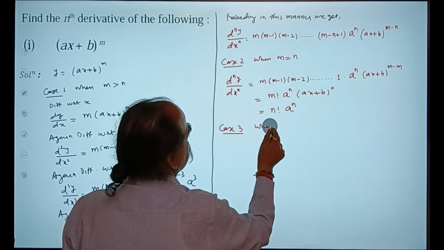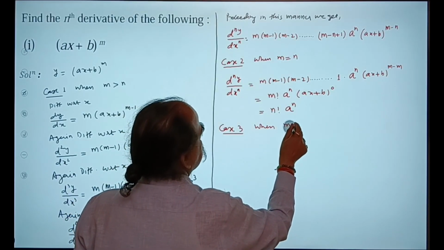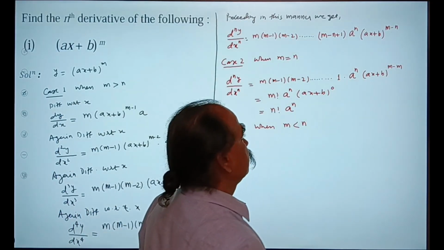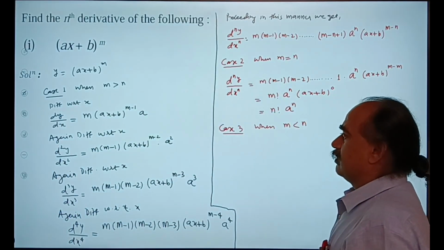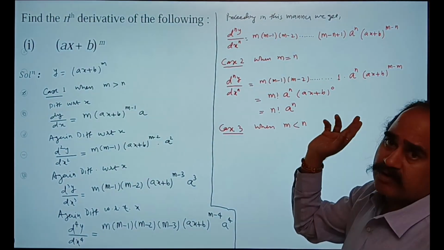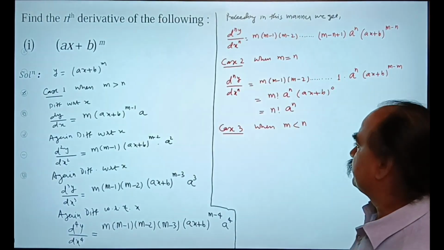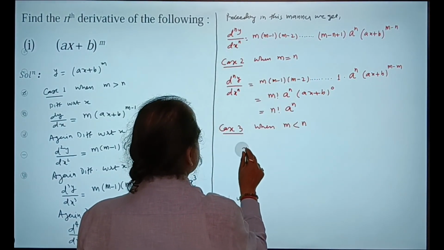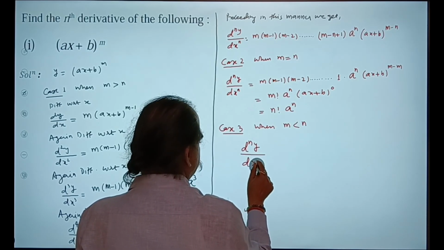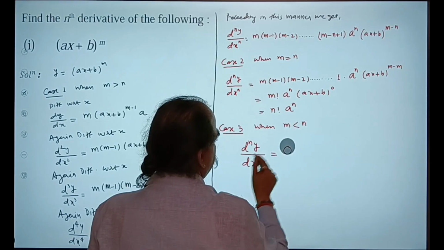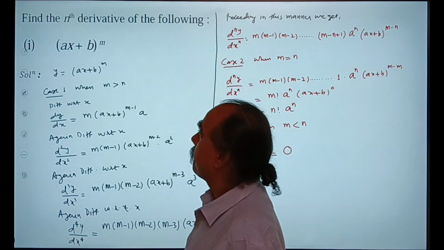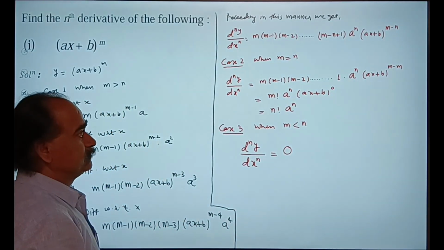And case 3, when m is less than n. In that case, we will cover up to m. The mth derivative will give you what? Constant. And further derivative will be what? 0. So d raised to n y by dx raised to n will be 0. So this is the answer.